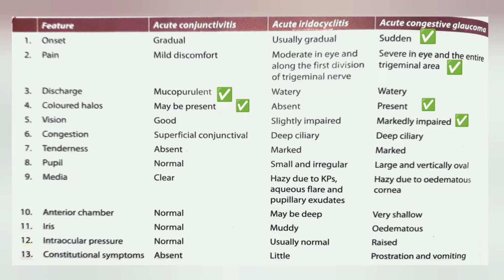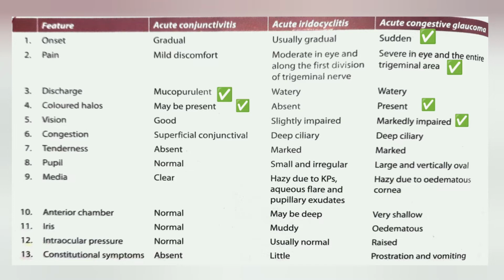So it is dilated. The media is clear in conjunctivitis, but it is hazy due to keratic precipitates, aqueous flare, and pupillary exudates in iridocyclitis. This also leads to slightly impaired vision here. But in congestive glaucoma, it is hazy due to edematous cornea. The anterior chamber is normal in conjunctivitis, whereas it may be deep in iridocyclitis due to posterior synechiae formation. And it is very shallow in congestive glaucoma because the iris is pushed forward due to the increased intraocular pressure.